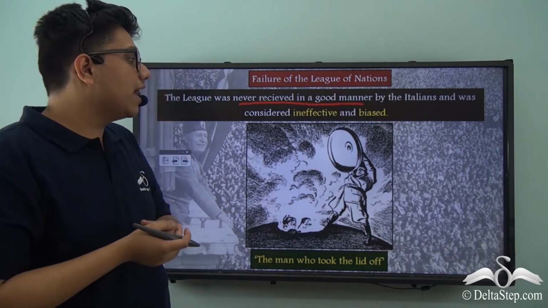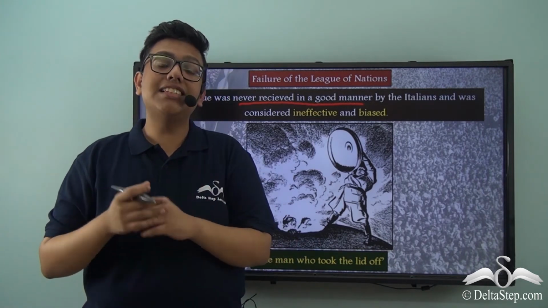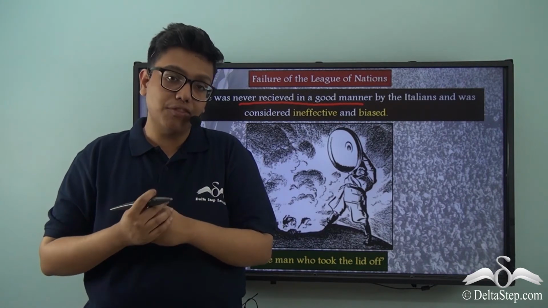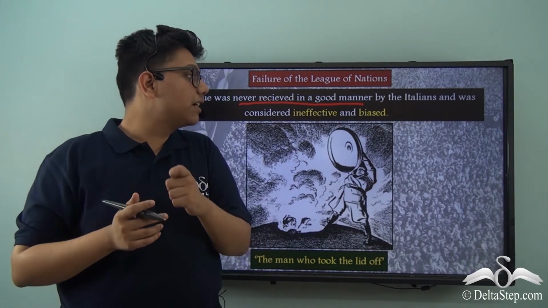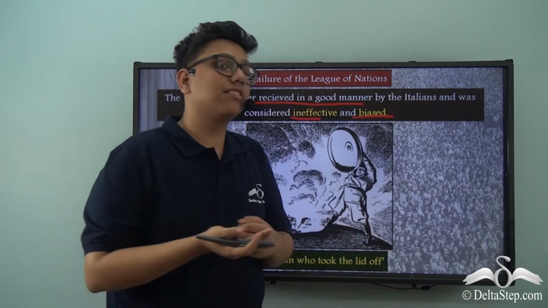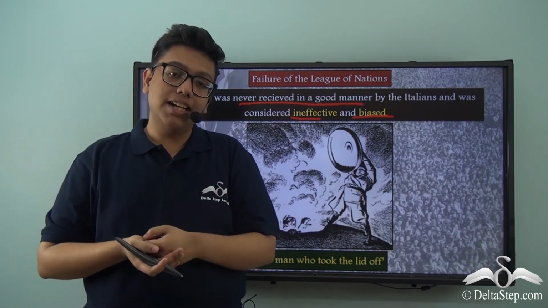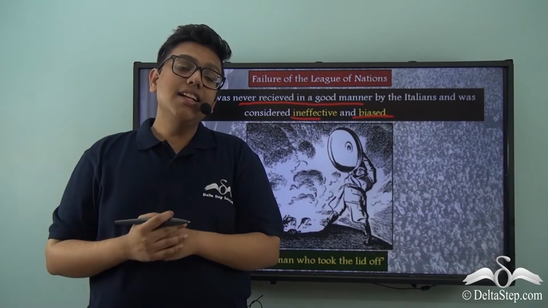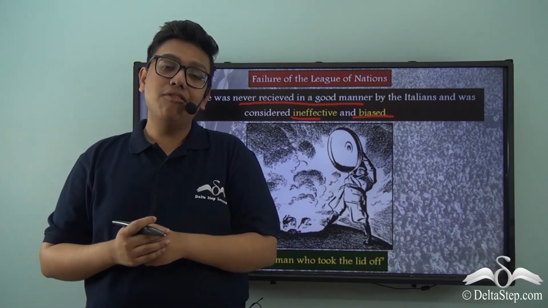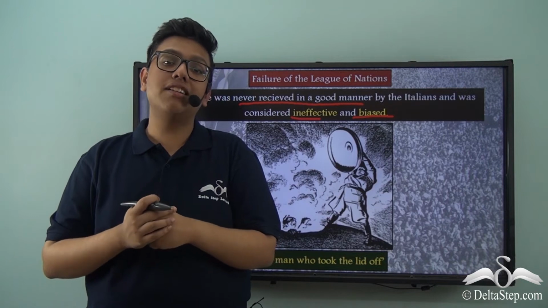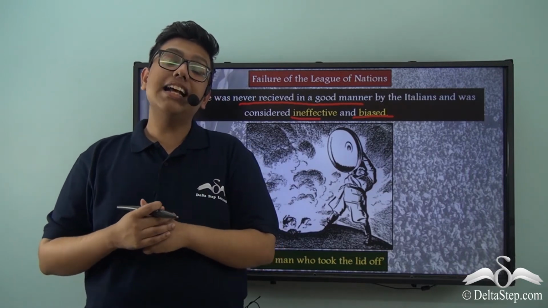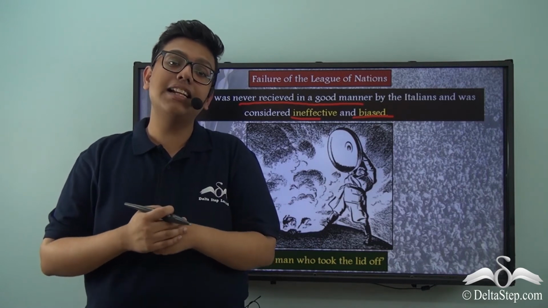And they always felt that this allied agent or this allied lapdog is not there to look after the interests of the people of Italy. And that is why they considered this particular organization ineffective and biased towards the Western countries, namely Britain, France, and USA. Now, all this led to the weakening of the League of Nations, and it went to such a level where the League of Nations could not stop the rise of Mussolini and fascism in Italy, and could not even stop the establishment of a fascist government in Italy.